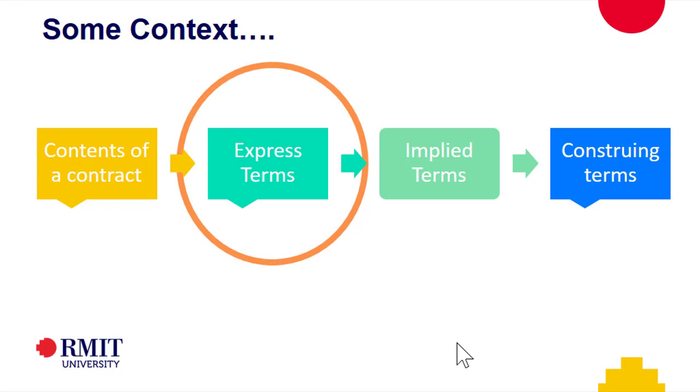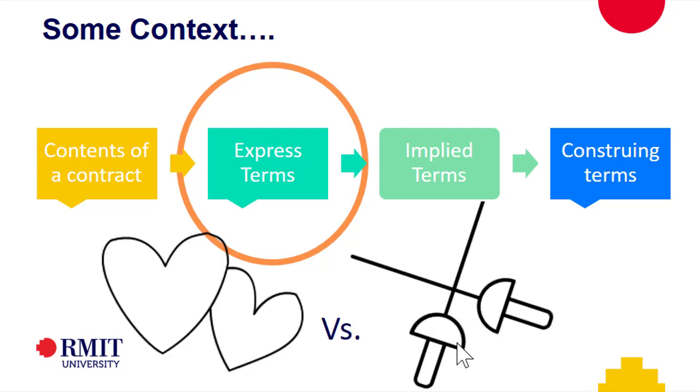But again, a lot of this folds back in on itself. A lot of what we're talking about here, we've thought about to a lesser degree when we've thought about the formation elements of the contract, particularly around identifying what an offer is, and more recently when we thought about the certainty.